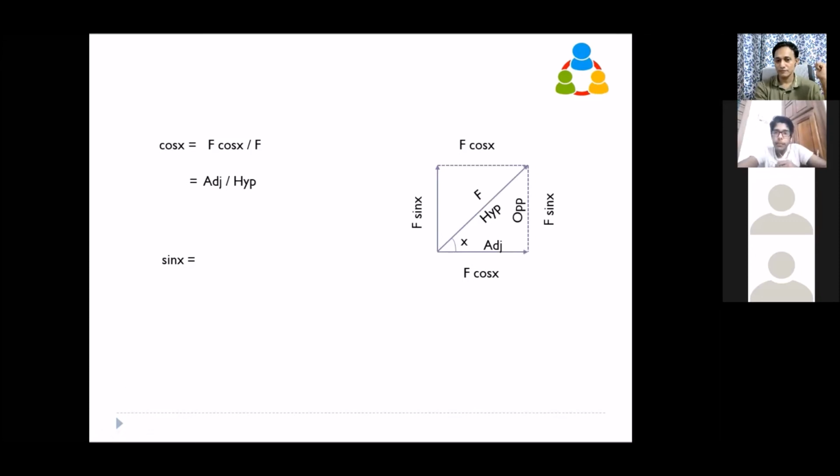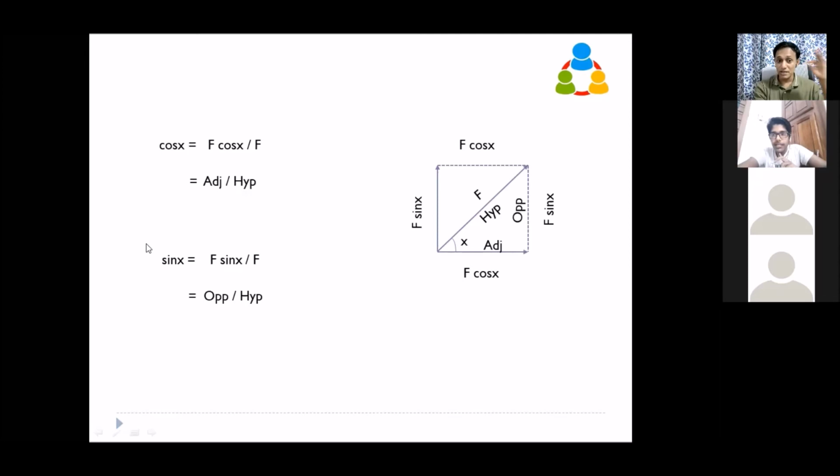F sin x by f. So f sin x is the opposite side. So you get opposite by hypotenuse. So now, the unfortunate thing is, normally in school, I don't know how it is now.